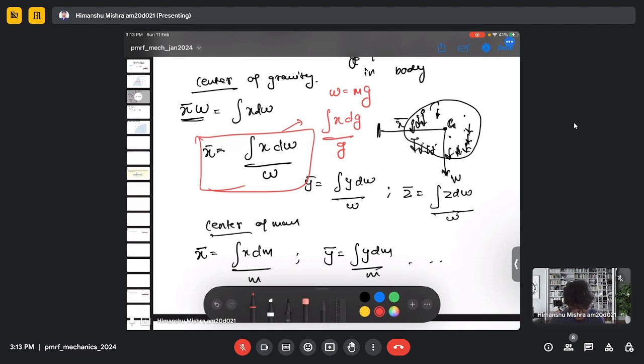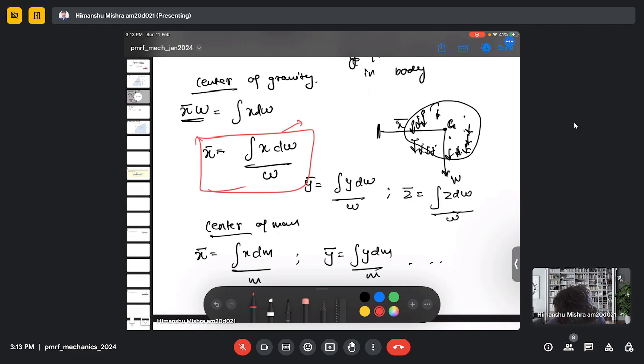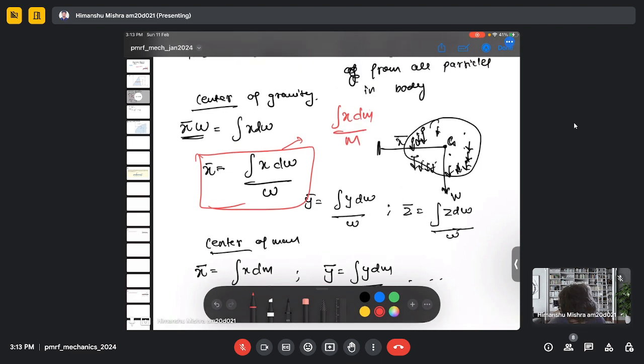And I can, so here I keep the mass. Sorry. It is x dm by m. So I can actually get the center of mass equation when I put here W equals mg.